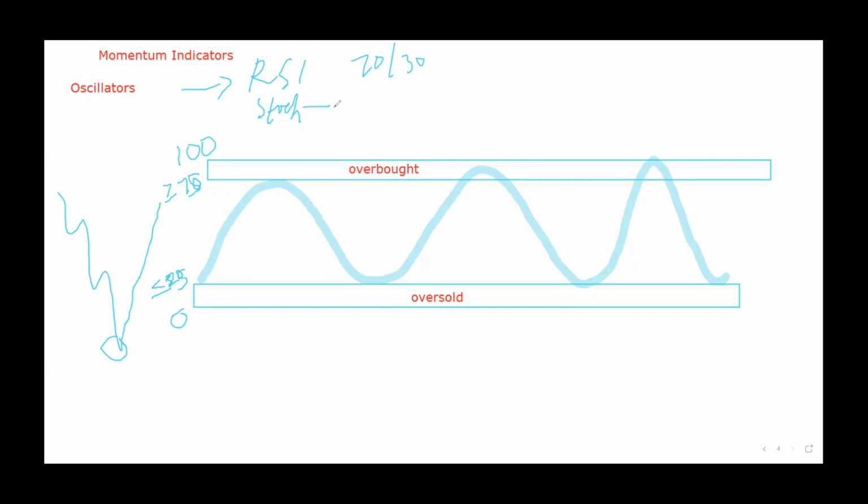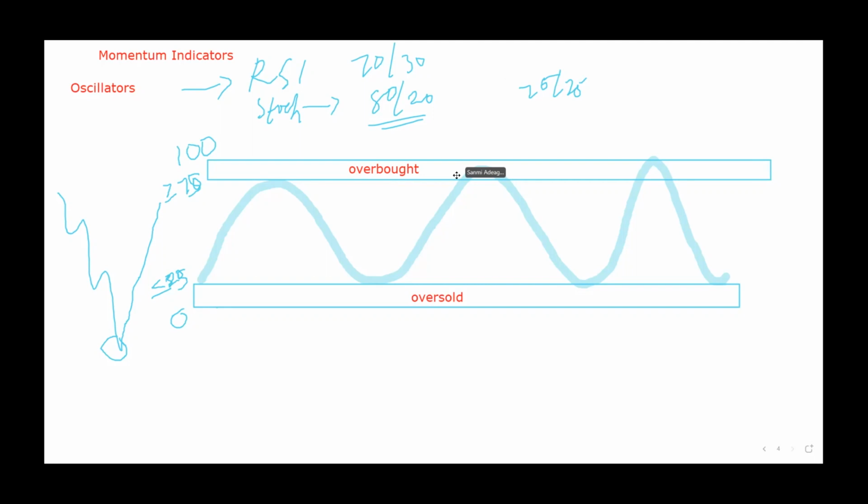But for the stochastic, which is quite faster, I use 80-20. Okay, 75-25 is good also, but I like using 80-20. So that means you need to go to 80 and above before I can consider it overbought, or 20 and below before I can consider it oversold. All right. So that is that about the fixed regions.